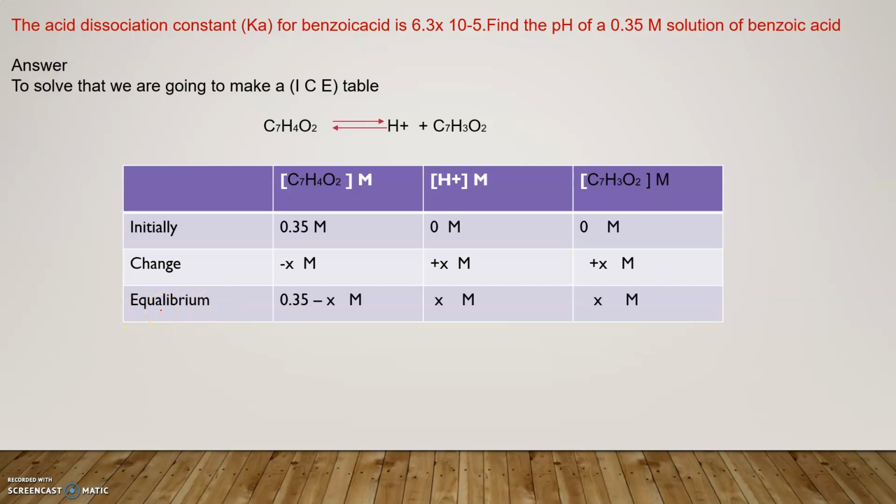Let's read the problem. The acid dissociation constant Ka for benzoic acid is 6.3 times 10 to the power of minus 5. Find the pH of a 0.35 molar solution of benzoic acid, which is the concentration. So first of all, you have to write the equation and make sure it's balanced.